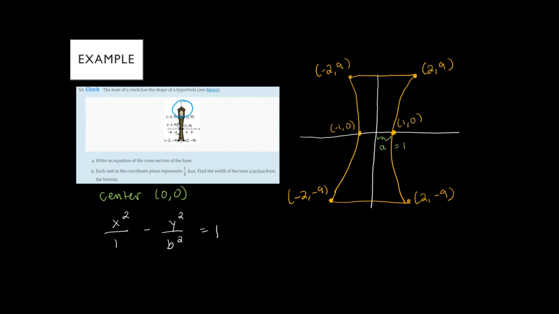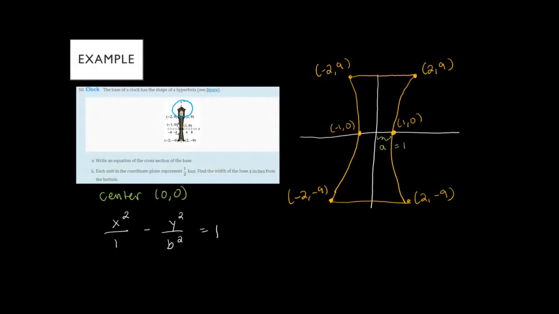It doesn't matter which one we plug in, we'll get the same sort of thing. So I'm going to just pick (2, 9) to plug into this equation. But it doesn't matter which of the 4 other locations I plug in. I'm going to choose that.